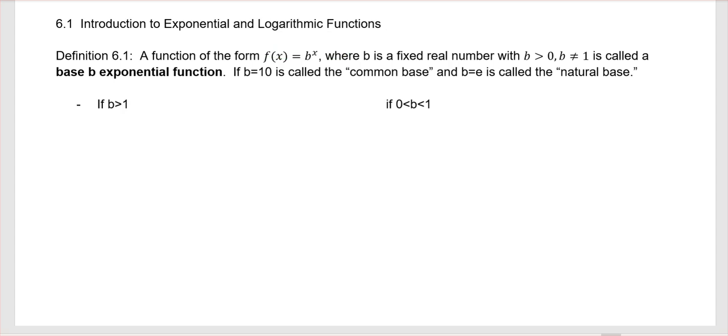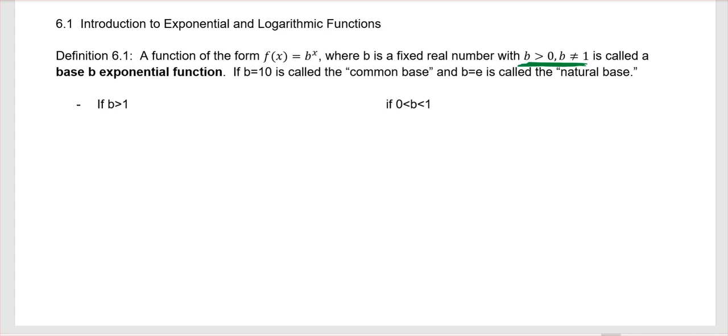A couple of things we might want to talk about real fast, because this is going to be important for us when we start doing inverses. We might want to think about why we would not want to choose numbers that are less than 0, or why we might not want to choose 1. So let's think about 1 first.